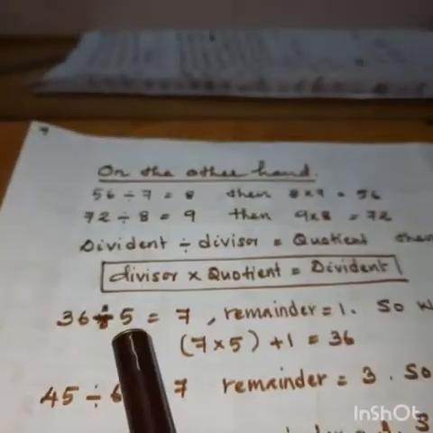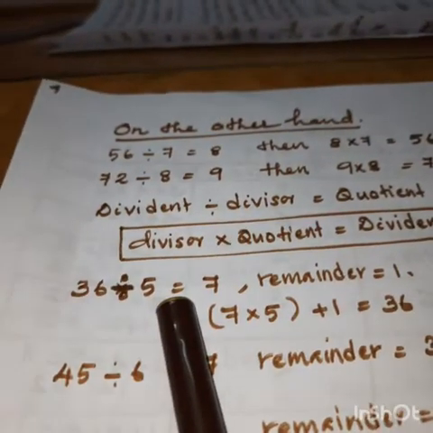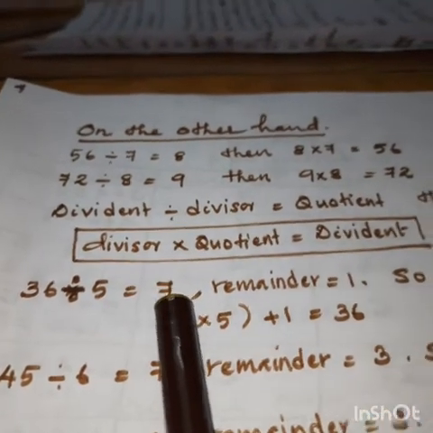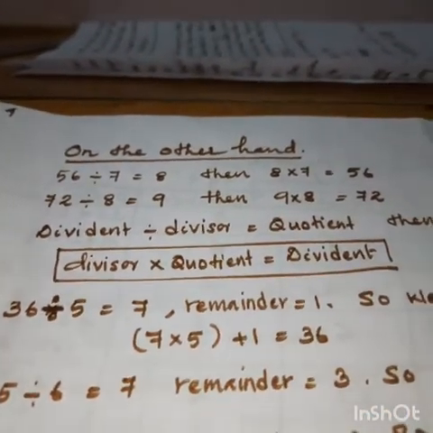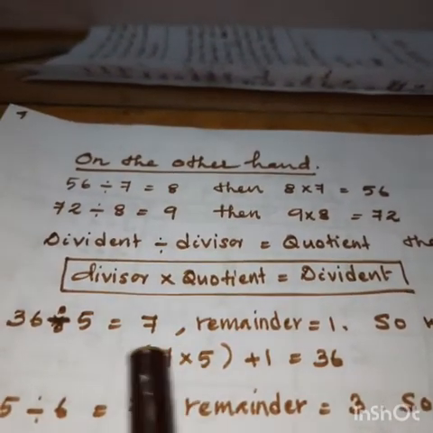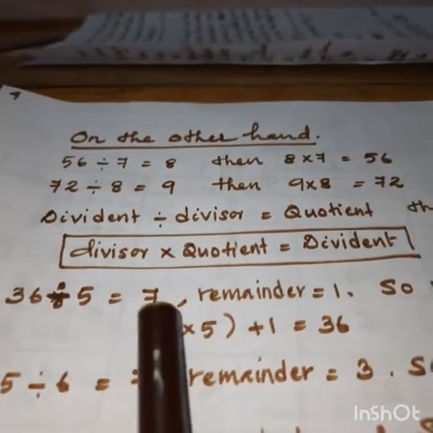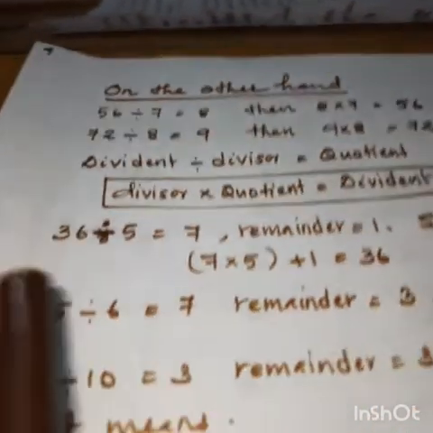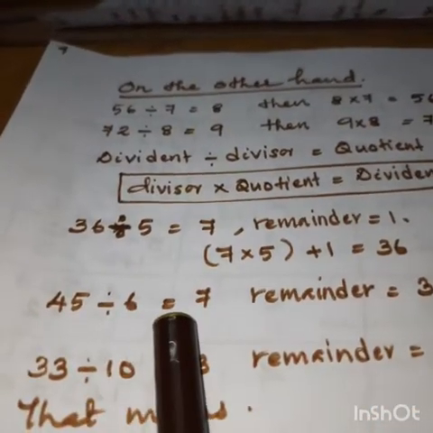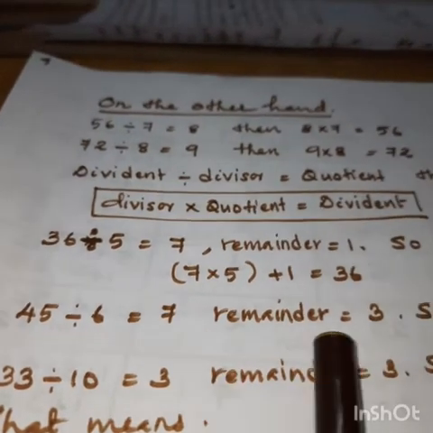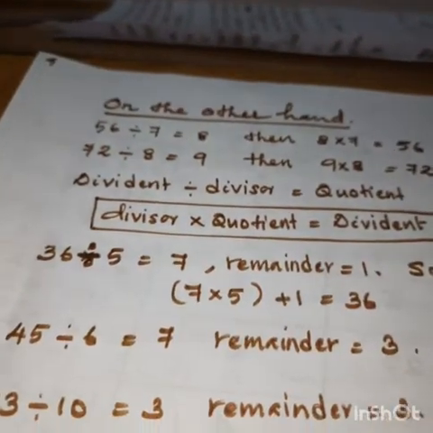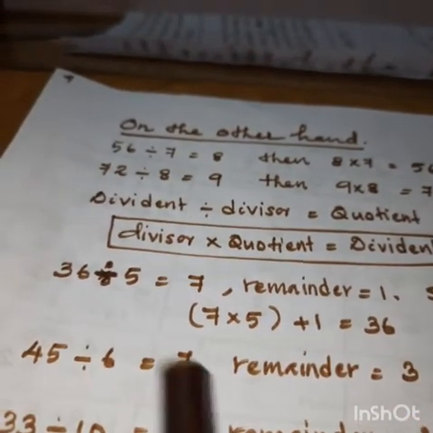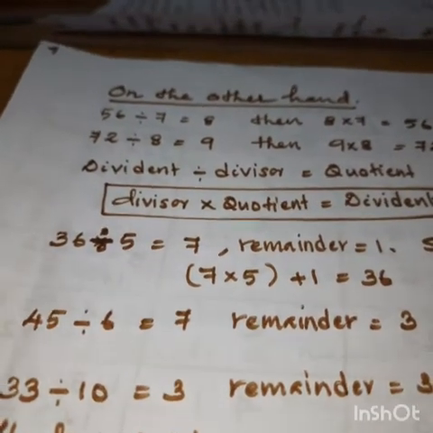Then the next example, 36 by 5 is equal to 7, and the quotient is 7 and there is a remainder 1. So how will you find the number? 7 into 5 plus 1 is the number. Another example, 45 by 6 is equal to 7 is the quotient and the remainder 3. Then how will you find that number? 7 into 6 plus 3.